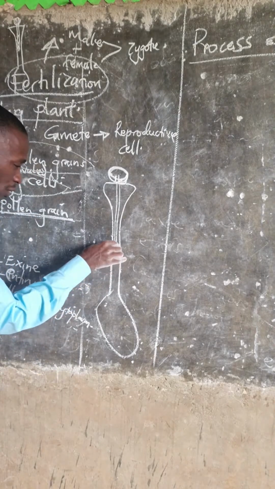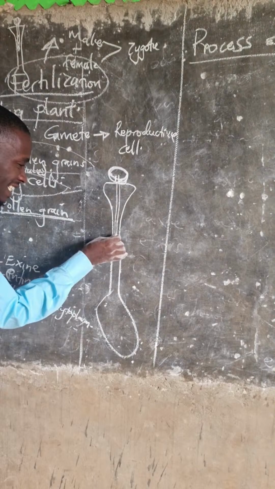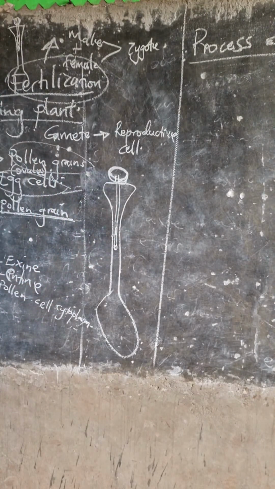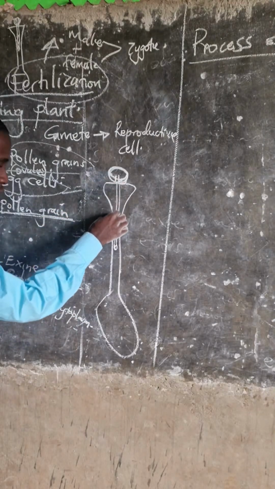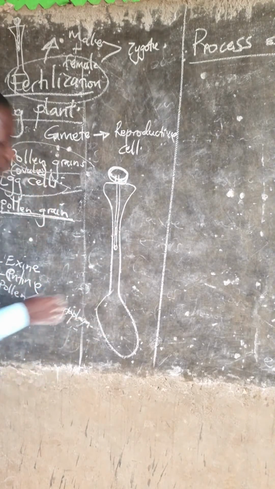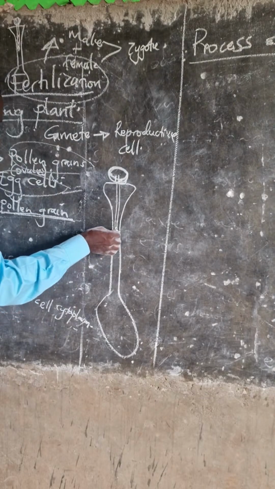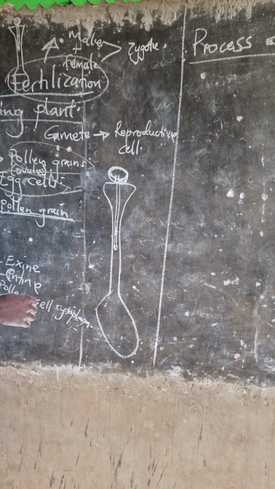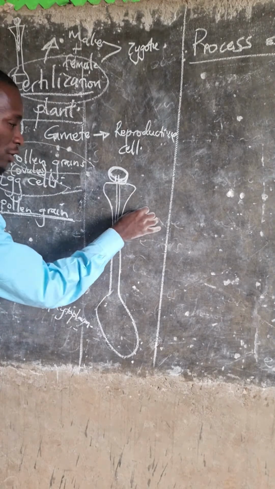This pollen tube nucleus, behind it is lying what we call the generative nucleus we talked of in the structure of the pollen grain, if you remember very well. As this pollen tube is growing downwards towards the ovary, this generative nucleus divides by mitosis to form 2 male nuclei.